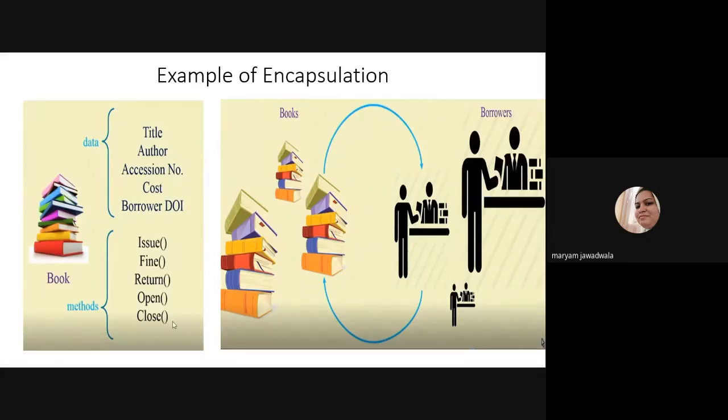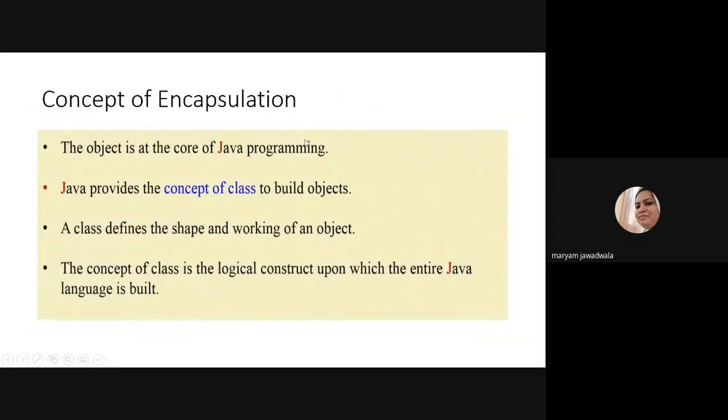Okay, student, I create one class for the book. What is there in the book class? I define some data related to the book and some methods related to the book. And here I create one more class, a borrower class. So two classes are there. Book is one class, borrower is one class, and both classes can communicate with each other using objects. You need to create an object of the book class and an object of the borrower class, and both objects are going to communicate. So this is encapsulation.